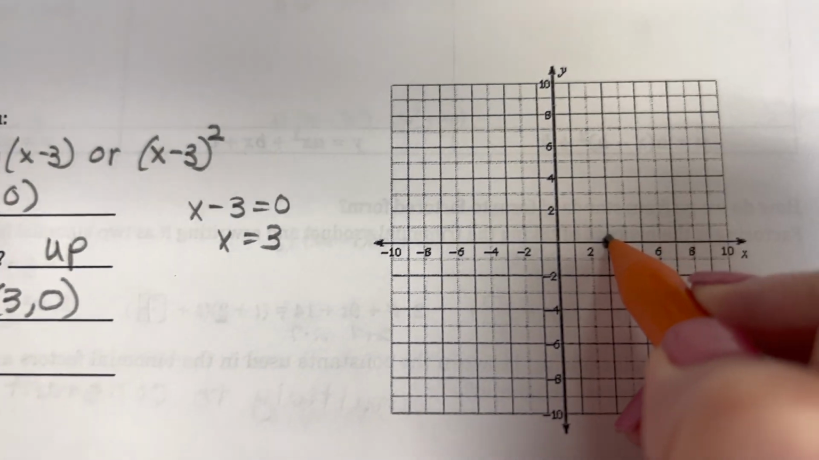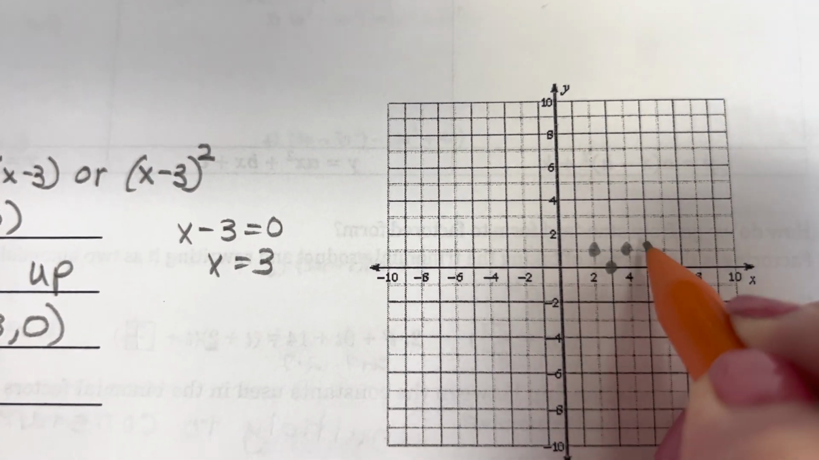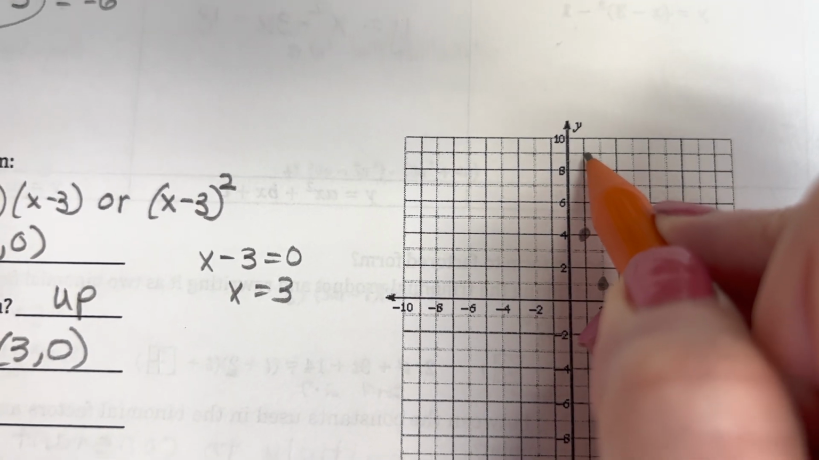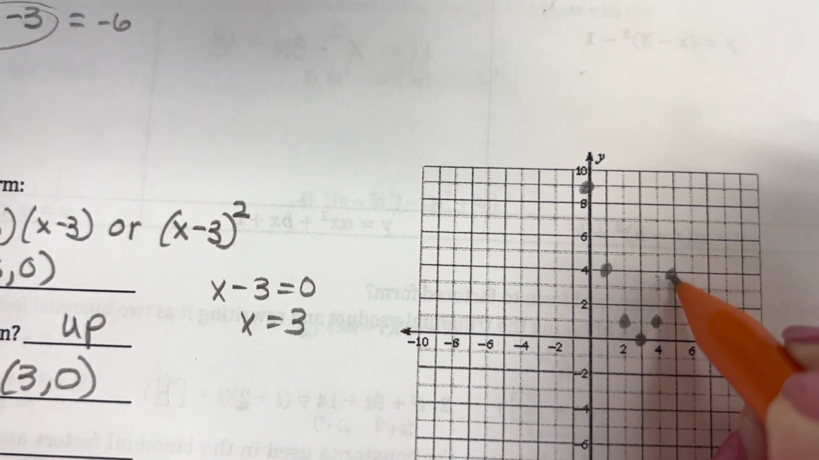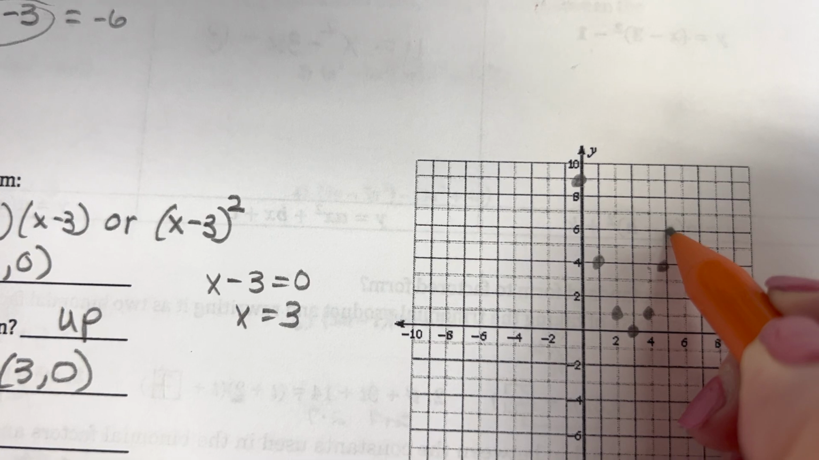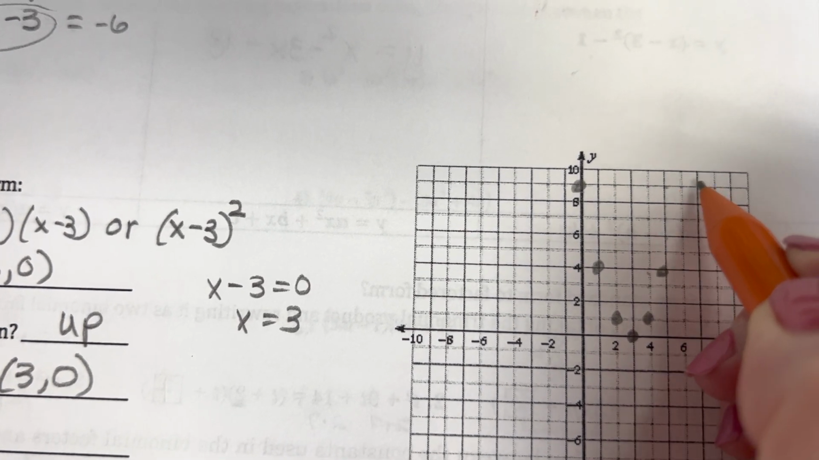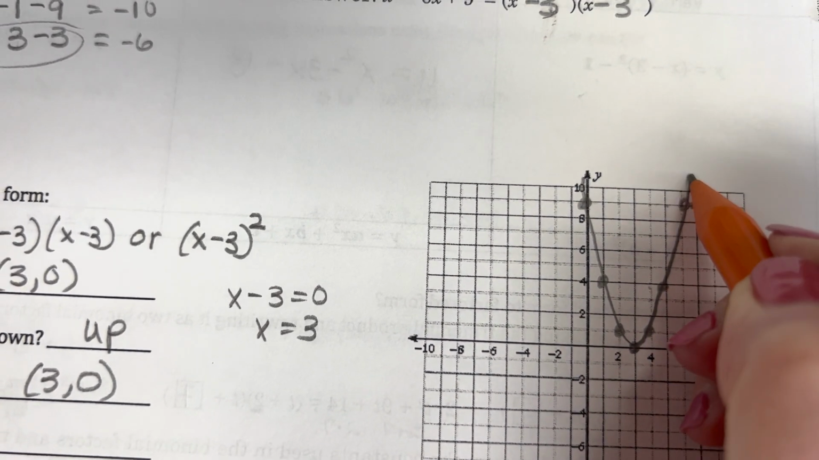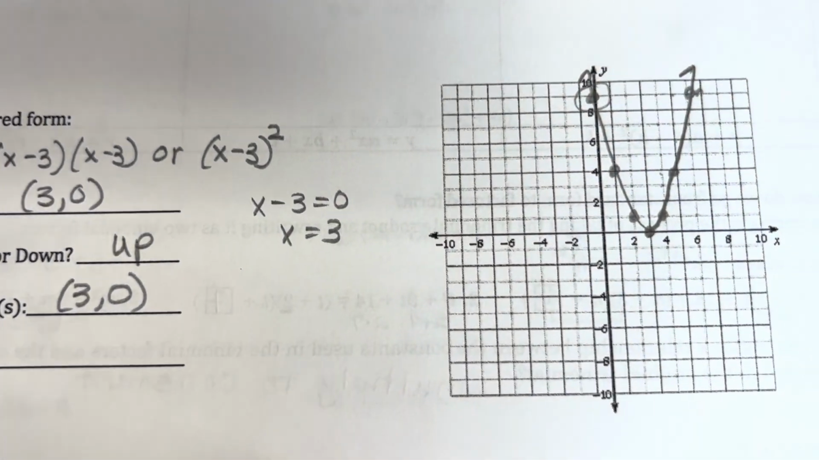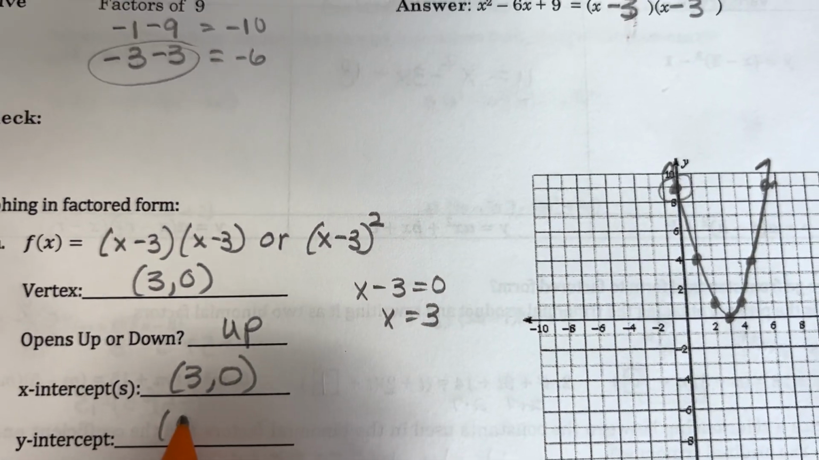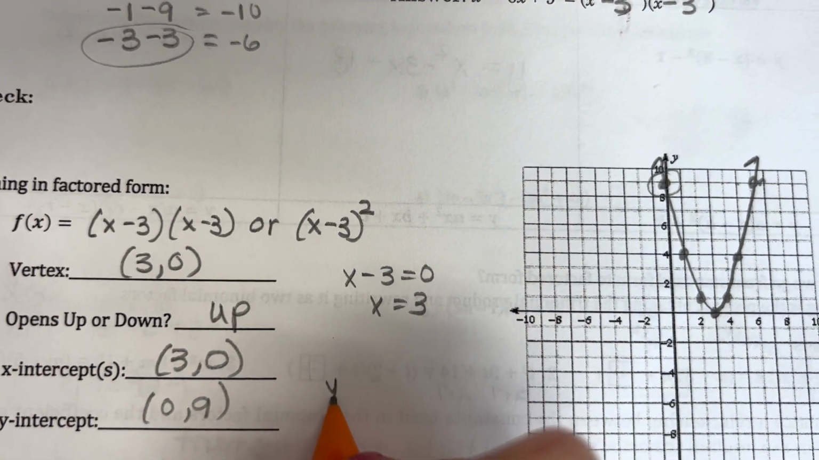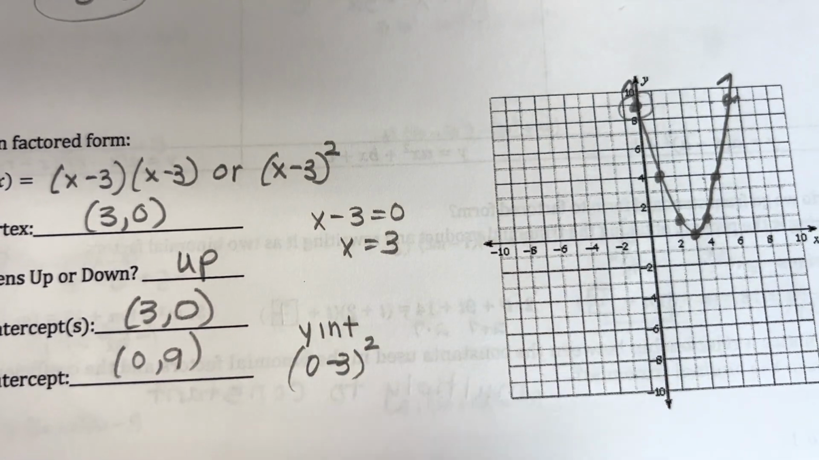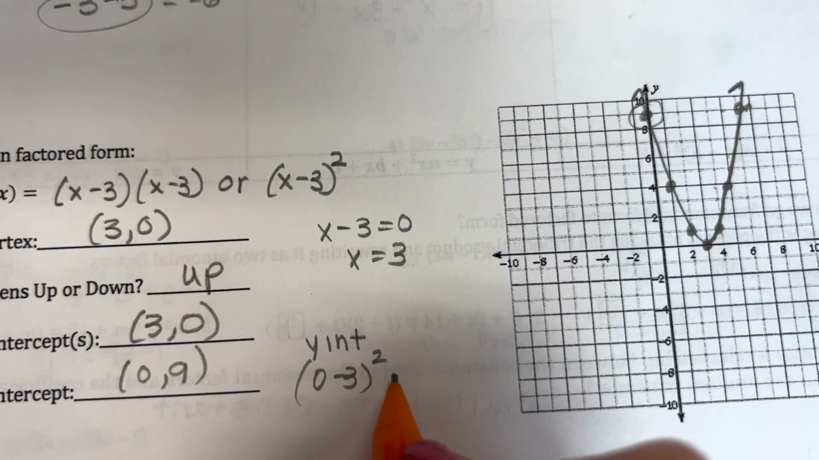So let's do our 1, 3, 5 rule. Opens up. Up 1, out 1. Up 1, 2, 3, out another. Up 1, 2, 3, 4, 5, out another. Ooh, what'd you just find? You found your y-intercept because it crosses the y-axis. What's that coordinate? 0, 9. How can you find it? 0 minus 3, quantity squared, gives you 9.